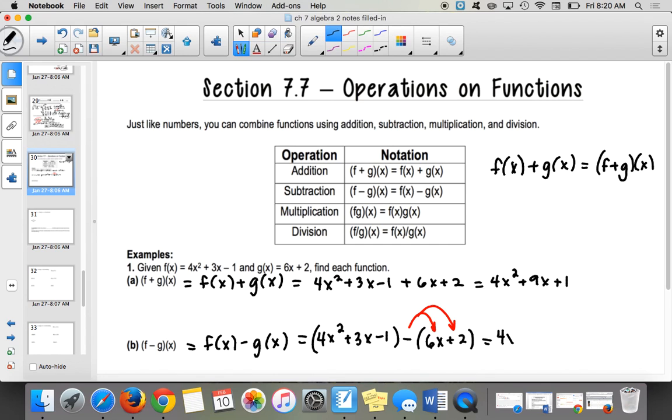So we should have 4x squared plus 3x minus 1, and then minus 6x minus 2. So we get 4x squared minus 3x minus 3. Does that make sense?